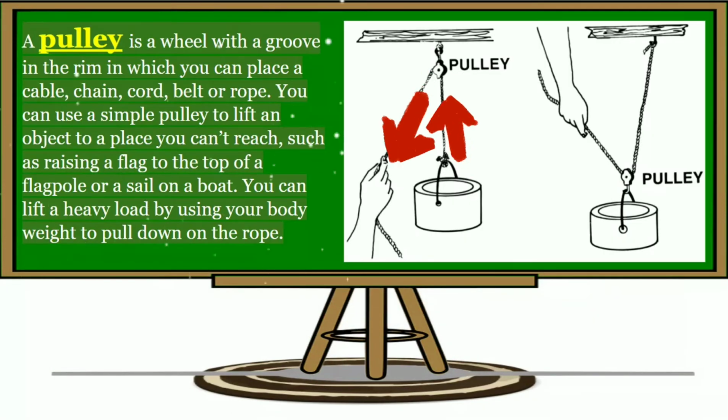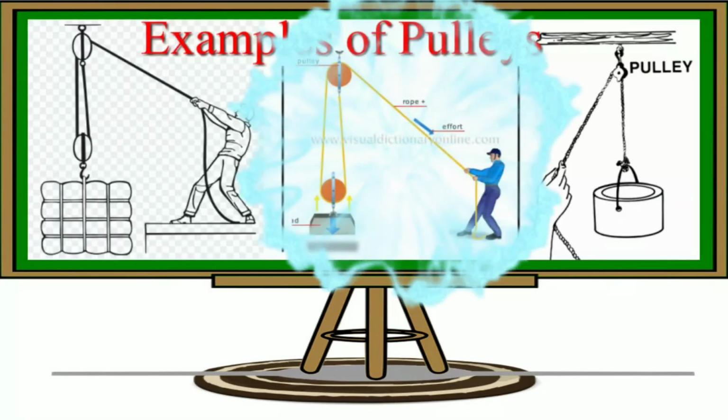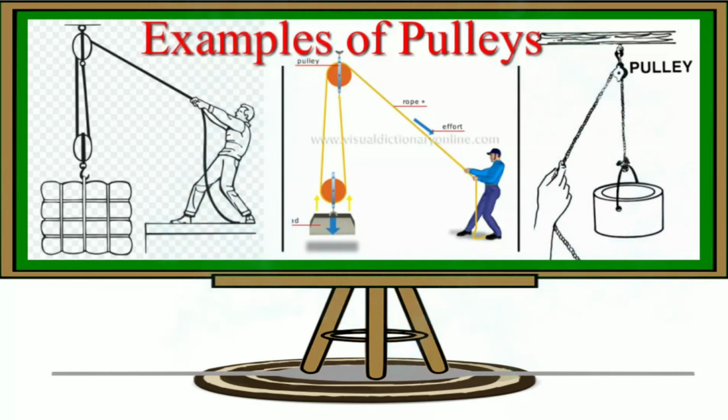A pulley is a wheel with a groove in the rim in which you can place a cable, chain, cord, belt, or rope. You can use a simple pulley to lift an object to a place you can't reach, such as us raising a flag to the top of a flagpole or a sail on a boat. You can lift a heavy load by using your body weight to pull down on the rope. These are the examples of pulley.